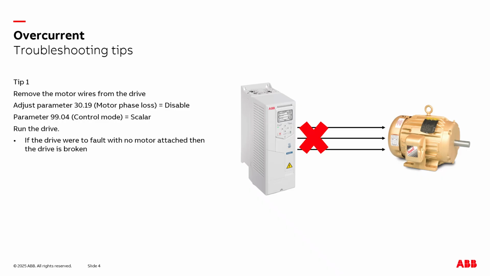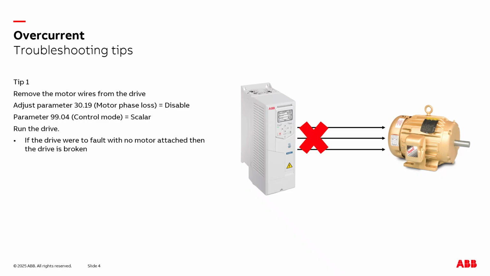To do this, we're going to remove the motor wiring from the drive. Now, if you have an ACH 580 drive, an HVAC drive, the default setting is scalar mode. This is important to note. You want to make sure the drive is set for scalar mode. If you have an industrial drive, you may have to change the drive from vector mode to scalar mode in parameter 9904. Also, we'll want to disable output phase loss, which is done by parameter 3019.